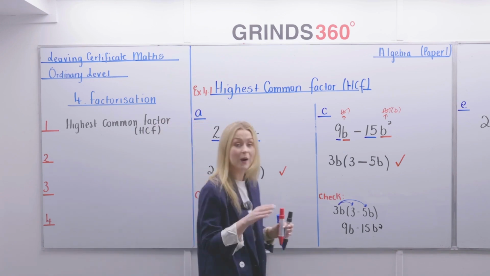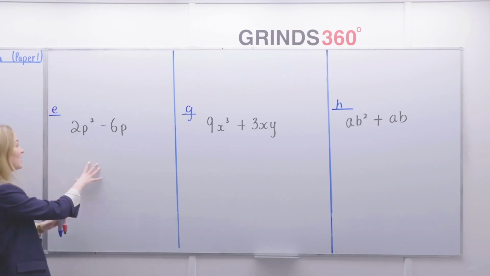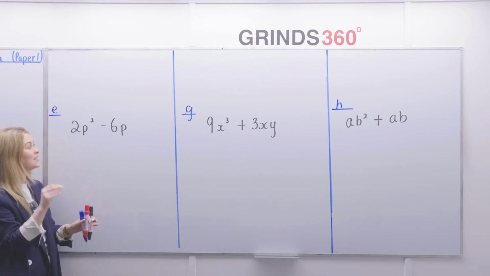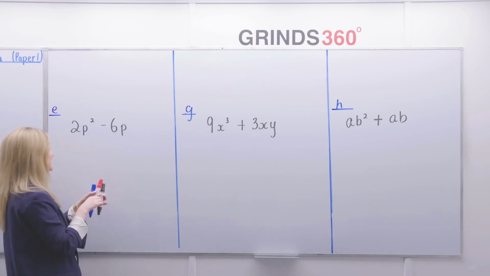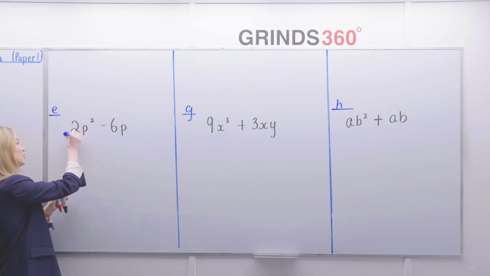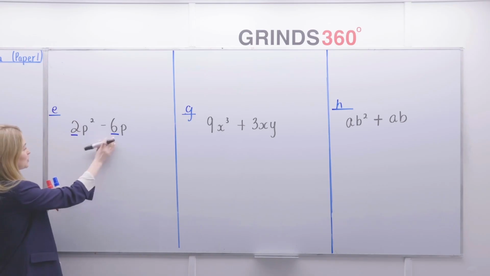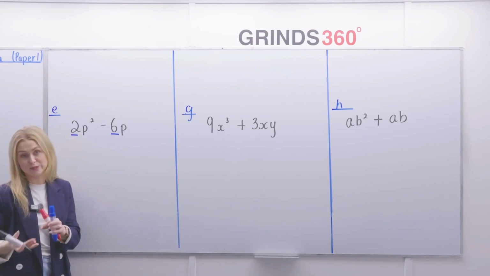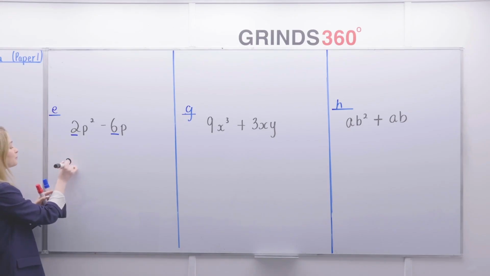Now moving on to part E, again on page number 25 of the notes. Here for E, we have 2p squared minus 6p. Same idea, start off by looking at the number or coefficient. So we say to ourselves 2 and 6. What will divide evenly into both 2 and 6? Well, 2 goes into 2 and 2 goes into 6. So let's take out 2.